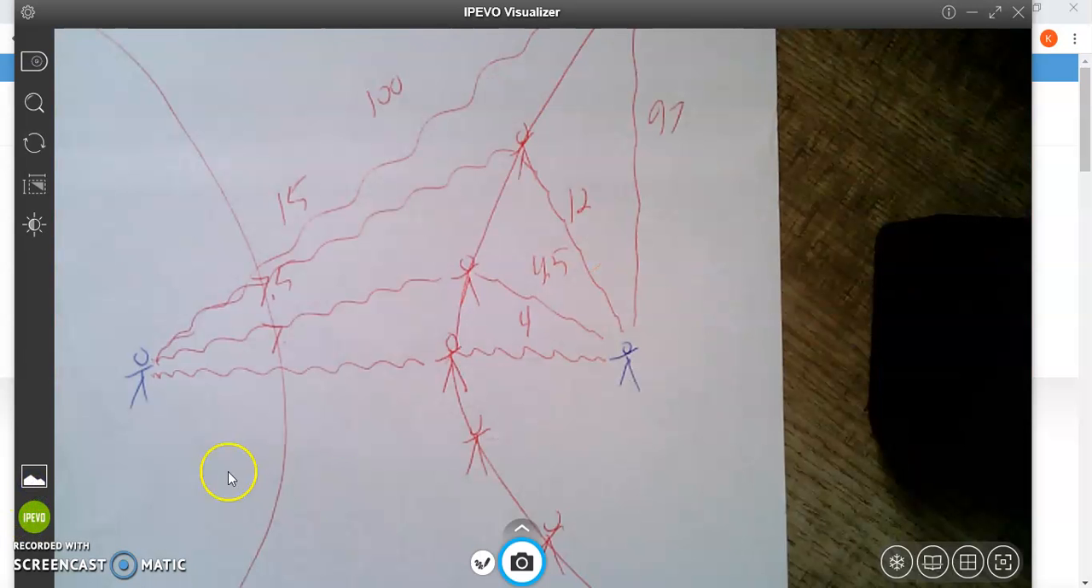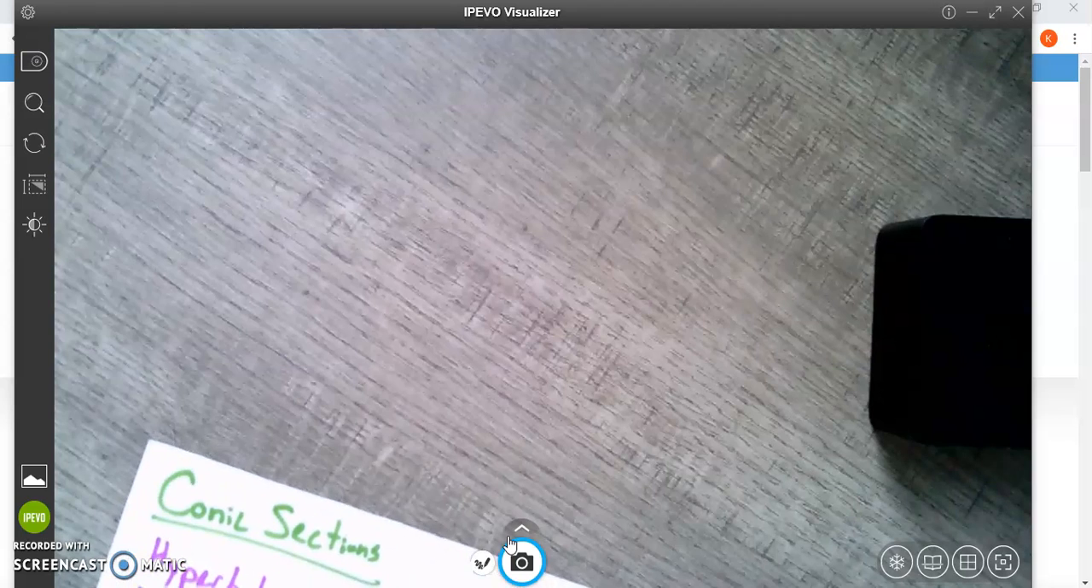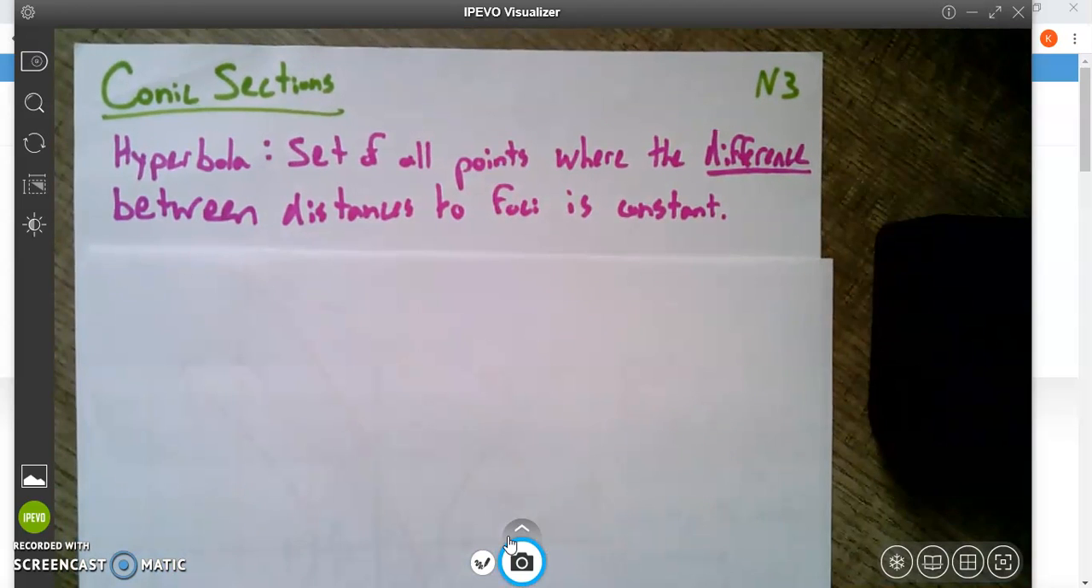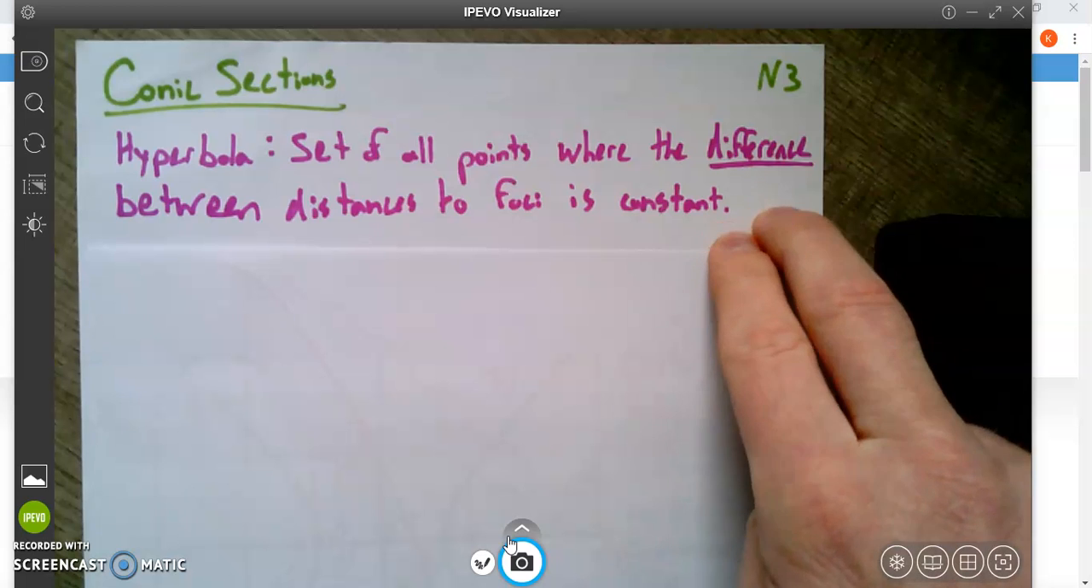We're going to move on with the next part of these notes, and I'm going to show you algebraically what that's telling us. So conic section, call this note 3 for us. The hyperbola: the set of all points where the difference between the distances to the foci, or focal points, is always the same. If you're a note taker, by all means, take some notes.